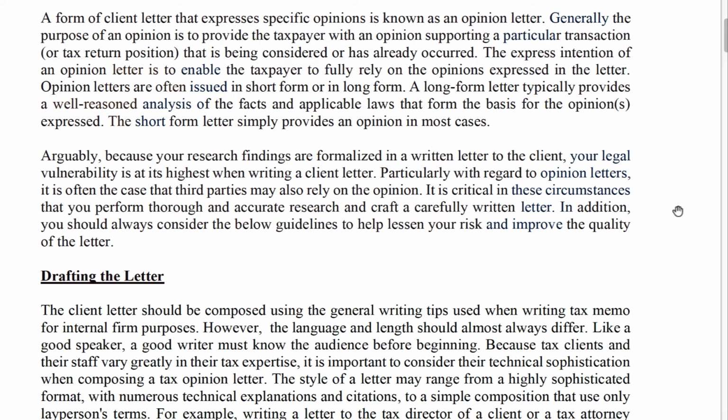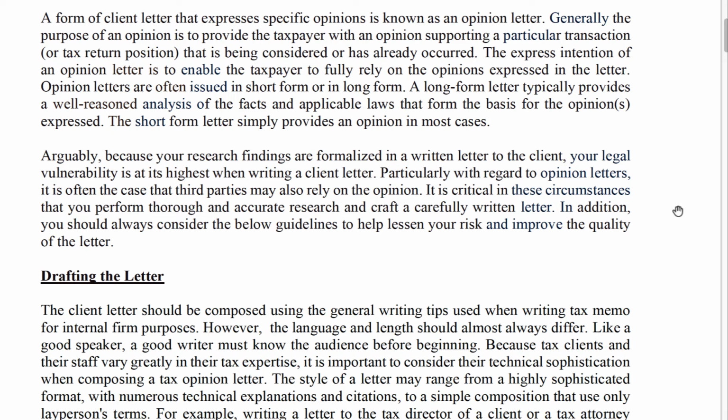Particularly with regard to opinion letters, it's often the case that third parties may also rely on the opinion. It's another situation why you want to have that risk mitigation hat on when you're writing these letters. Honestly, the biggest item, in my opinion, when you are writing a letter to a client, the most important thing to consider is risk mitigation.